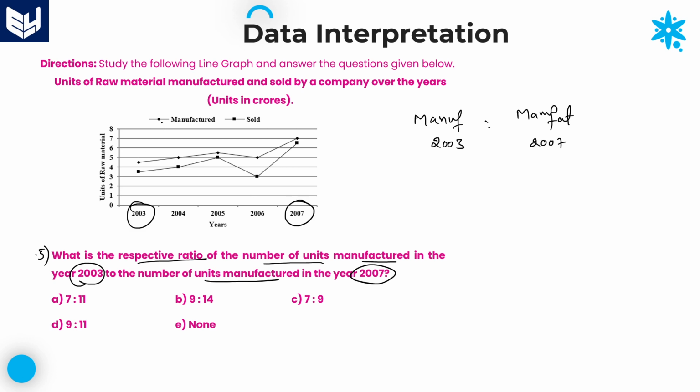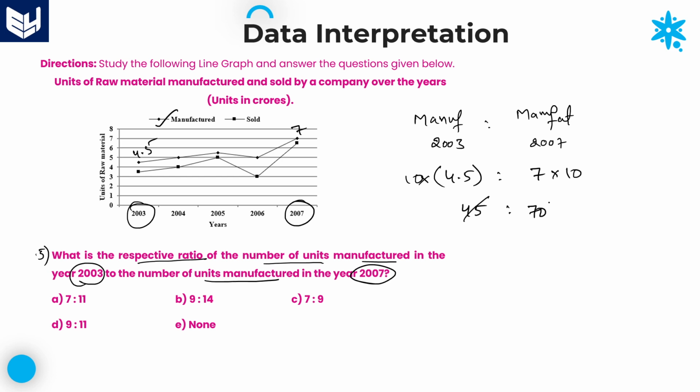Manufactured values. It means rhombus shape. Here manufacturing in the year 2003, that is between 4 and 5, which is 4.5. Whereas in the year 2007, that particular value is 7. So 4.5 is to 7. So you just write down this one as 45 is to 70 after multiplying with 10. Here you just multiply with 10. Here right side also you should multiply with 10. Here this value becomes 45 and this value becomes 70.